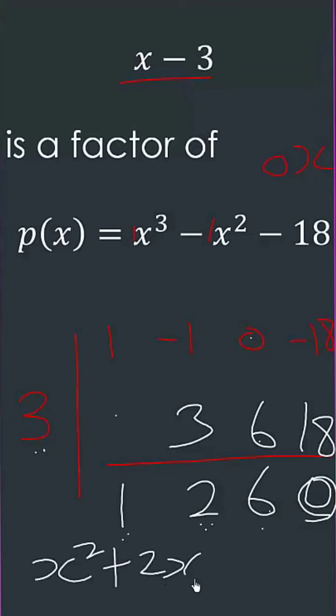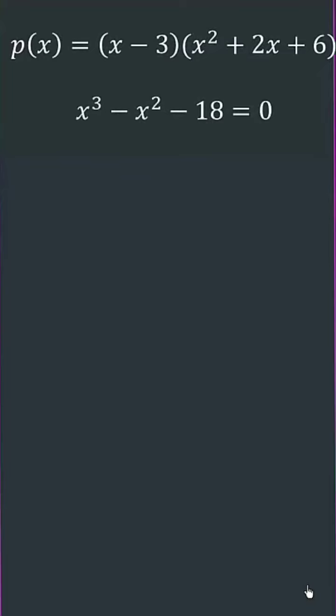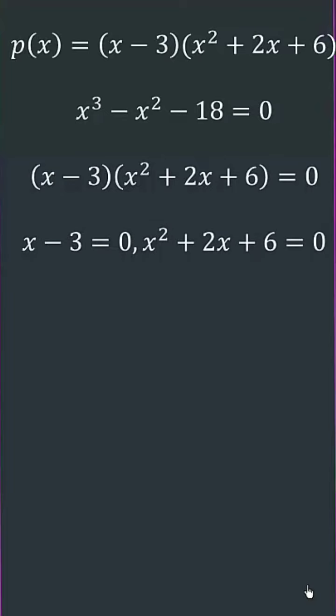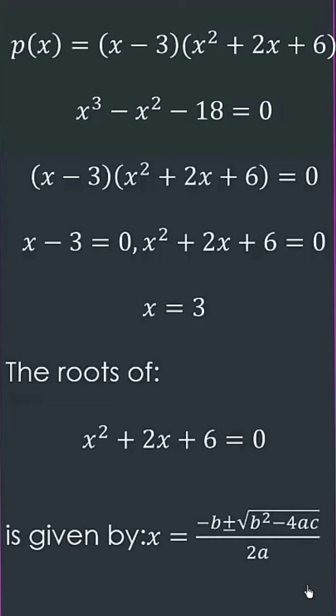You can rewrite p of x as x minus 3 times x squared plus 2x plus 6. When p of x equals 0, then we have x minus 3 times x squared plus 2x plus 6 equals 0. The linear factor will give us x equals 3. For the quadratic factor, we can look for the roots by applying the quadratic formula.